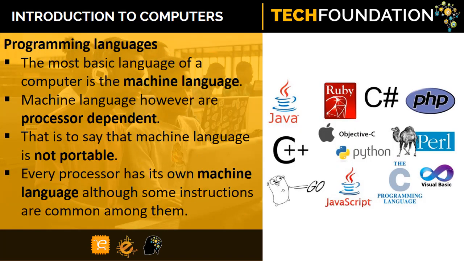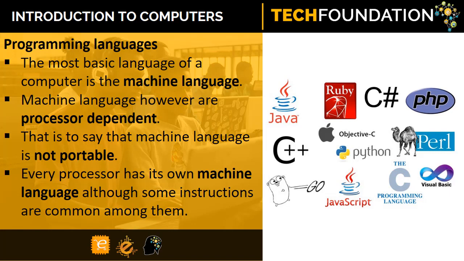A programming language is a vocabulary and set of grammatical rules for instructing a computer or computing device to perform specific tasks. The most basic language of a computer is the machine language. Machine language, however, is processor dependent. That is to say that machine language is not portable.